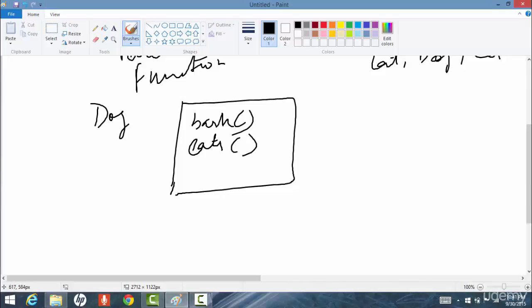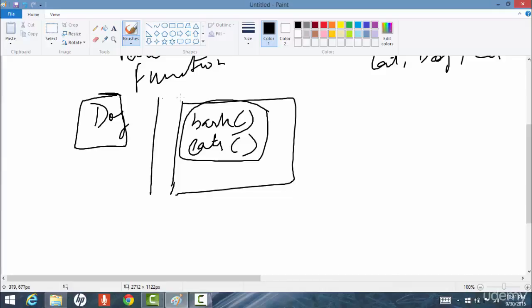So if you are writing using a procedural way of languages like C language, it's a procedural language, you will be focused on these functions. But if you're writing in the form of object-oriented, you will be focused on the dog object as a whole. So that's what the focus is. In the object-oriented language, we focus on the real-time objects, and in the procedural language, we focus on the functions.